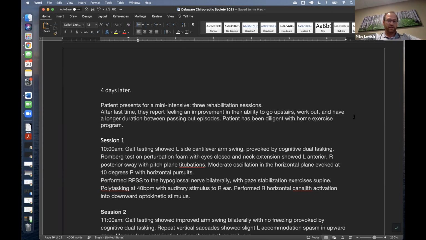Provoked by cognitive dual tasking means when we did cognitive dual tasking, which is while they're walking, you have them do something obnoxiously difficult. Let's do something like, all right, while walking back to me, I want you to say every other letter of the alphabet out loud, starting with the letter B. And when they do, what does that do?